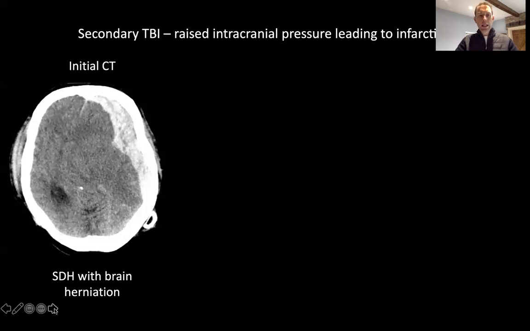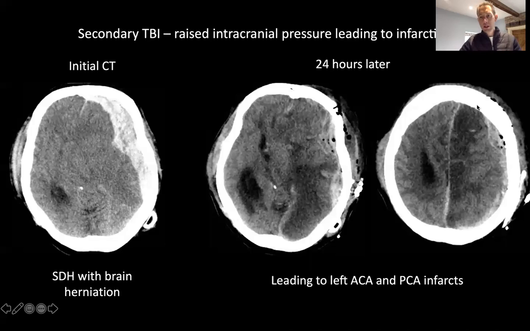If you have a large right to left shift, then you're likely to end up with something like this. So here's a large subdural hematoma with marked midline shift. And the follow-up imaging 24 hours later shows ischemic change within the anterior cerebral artery on that side and the posterior cerebral artery on that side. So here we've got the anterior cerebral artery being compressed against the falx, so that's subfalcine herniation, and you've got the left posterior cerebral artery involved due to transtentorial herniation. So ACA and PCA infarcts.